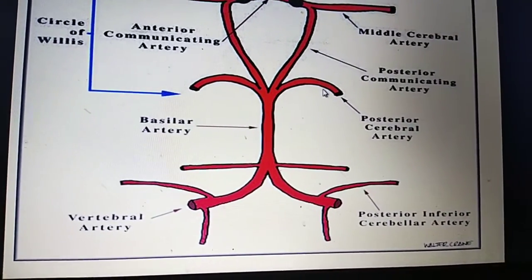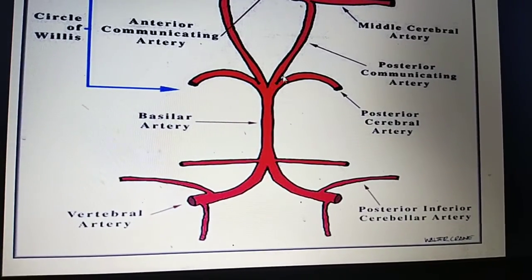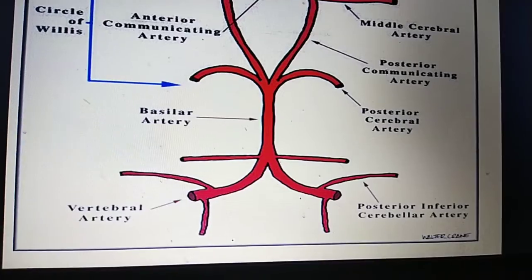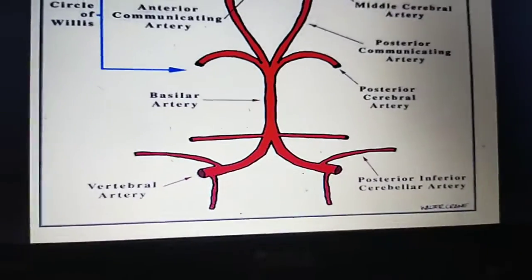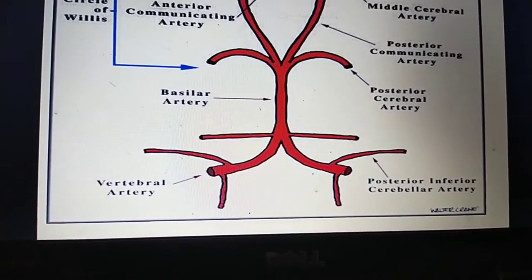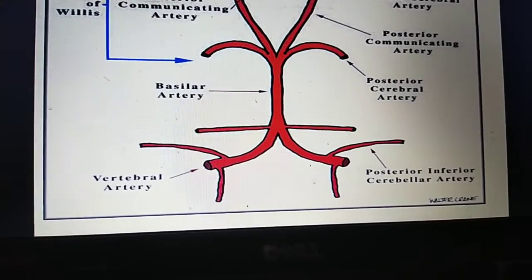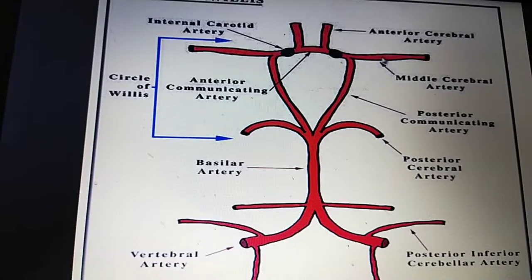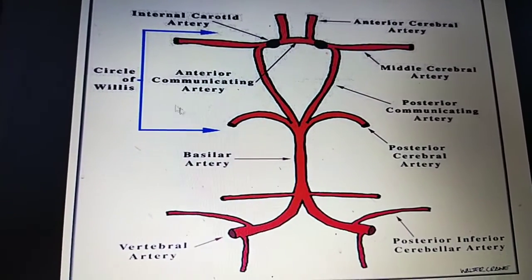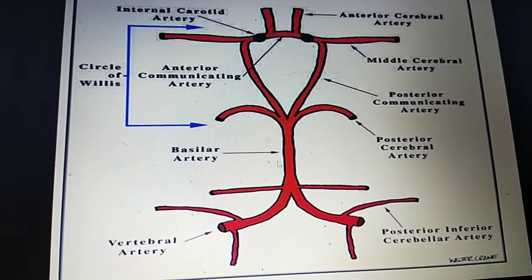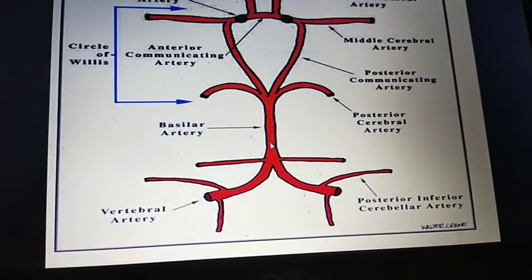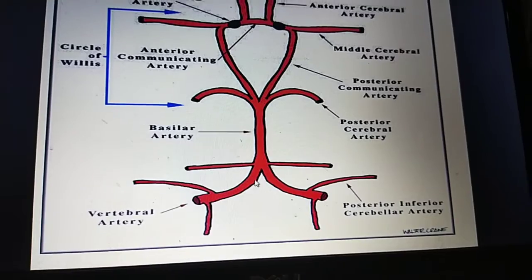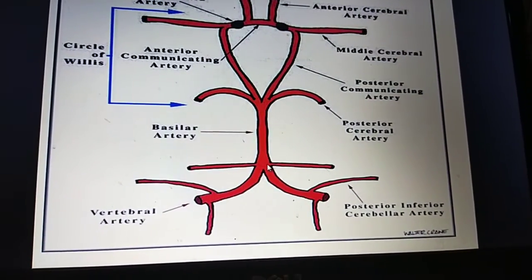And this is the posterior cerebral artery. This is the posterior communicating artery. This is the anterior communicating artery. This is the internal carotid artery. And this is the middle cerebral artery. This whole thing, this much, is the circle of Willis. And this is the basilar artery. It is continuous from the vertebral arteries. These are the vertebral arteries.